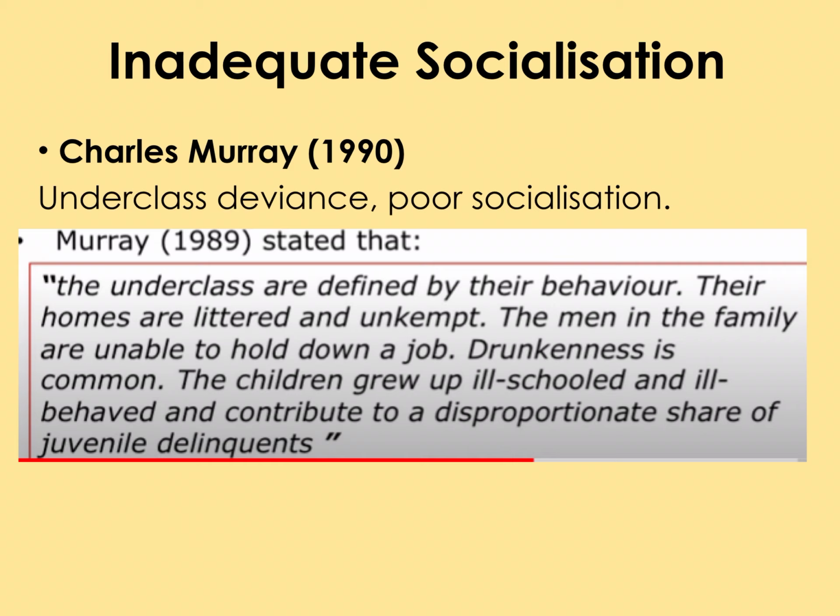So this is a quote from Murray. The underclass are defined by their behaviour. Their homes are littered and unkempt. The men in the family are unable to hold down a job. Drunkenness is common. The children grew up ill-schooled and ill-behaved and contribute to a disproportionate share of juvenile delinquents. So he's making a direct connection between the home lives of this group, the underclass, and the number that turn to delinquency, if you like, a life of crime and deviance.